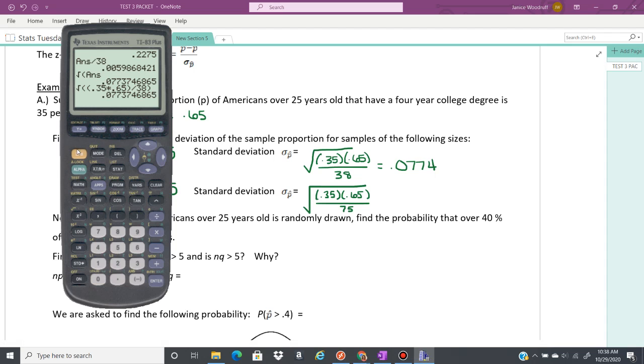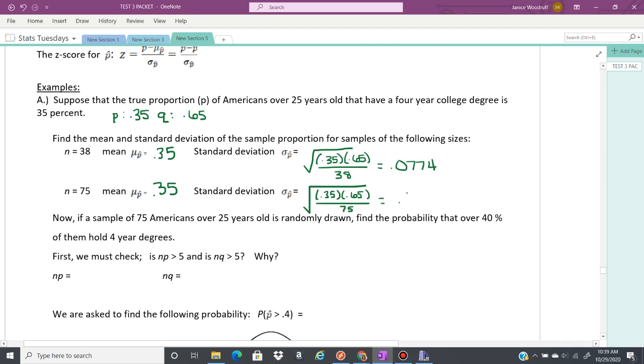I think the biggest mistake that I do see students make is just forgetting to do the square root. So just make sure you do that. So there you're going to have 0.0551. Just make sure you try that in your calculator and you're able to get those values.